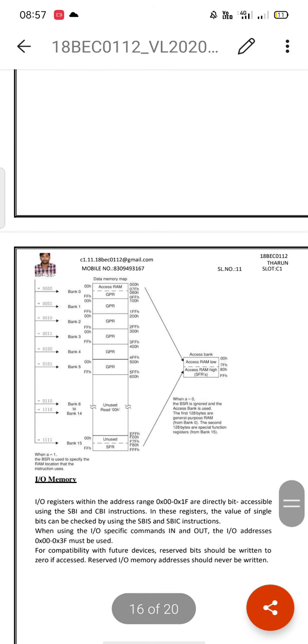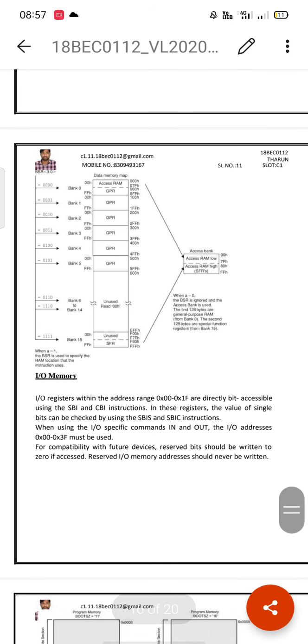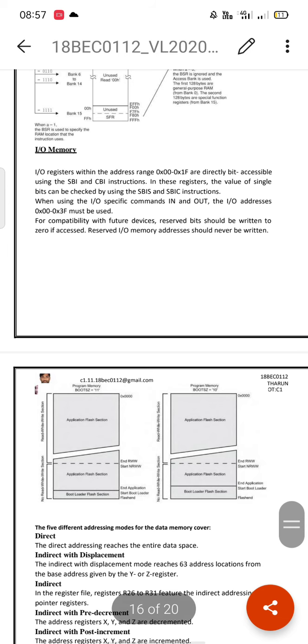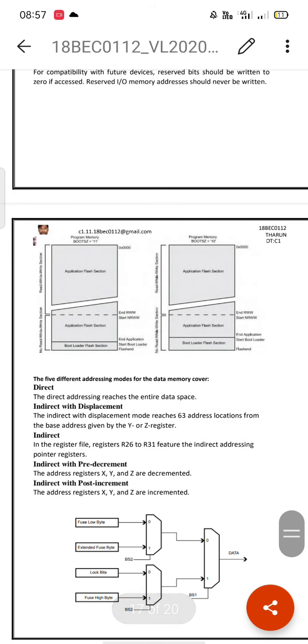And this is the block diagram, and this is the IO memory, and this is the block diagram of that, and these are the five addressing modes for the data memory.